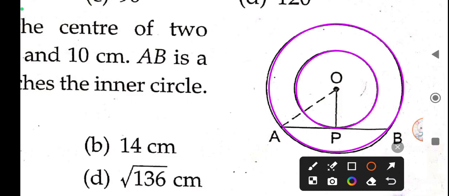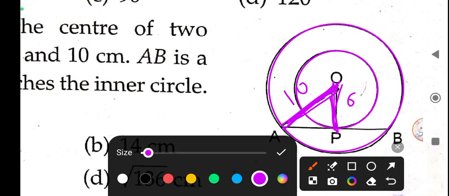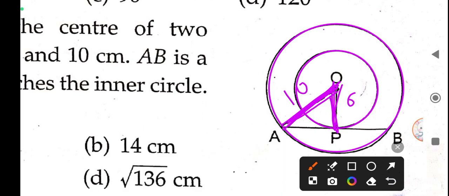This is the radius given in the question, and this is the largest circle, so it will be 10. Now this PQ is given, that is it will be 6. So then we have to find the length of AB. AB we have to find.